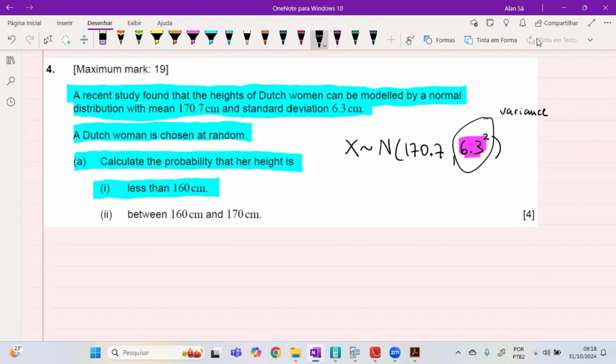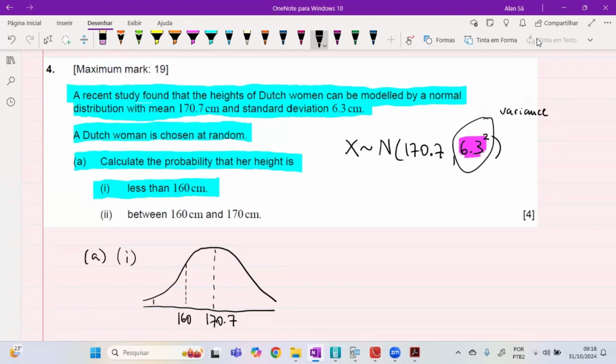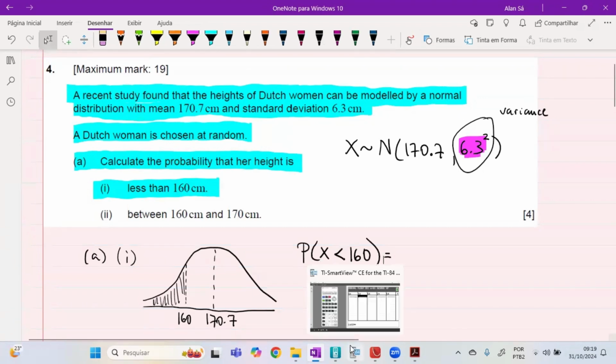To calculate the probability that it is less than 160, we are trying to find the area under a curve with a mean of 170.7, for values less than 160. We want the probability that X is less than 160. Less than or equal to doesn't matter here in the normal distribution, since it's a continuous variable. So let's take the calculators to find this.